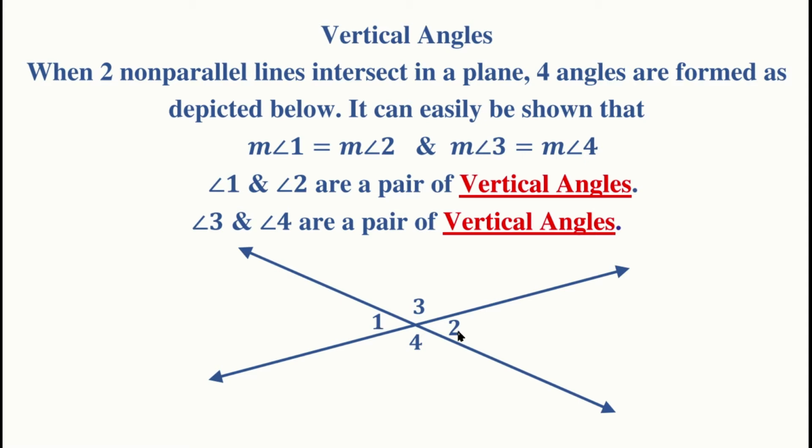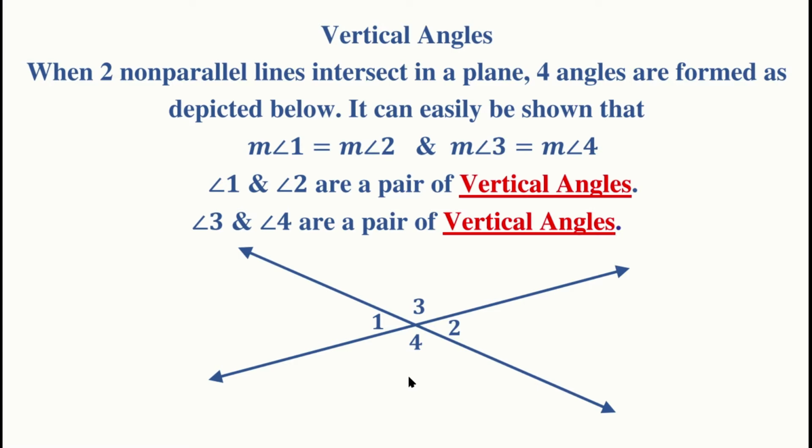We've called them angle 1, angle 2, angle 3, and angle 4. And we can easily show that angle 1 and angle 2 are congruent, meaning they have the same measure. And we can also say the same about angles 3 and 4. In other words, they not only appear to be equal, 1 and 2 and then 3 and 4, but they in fact are.